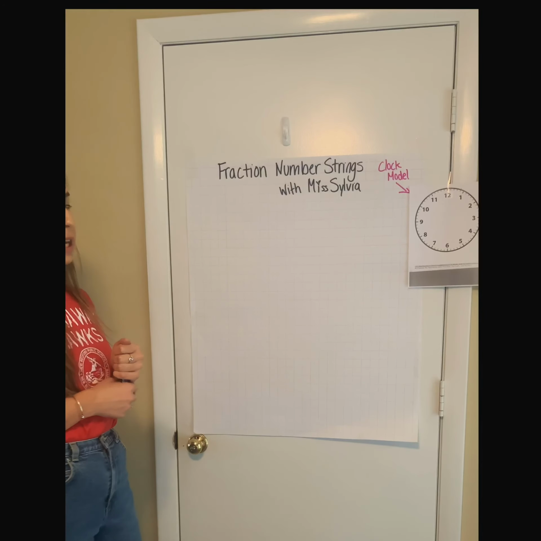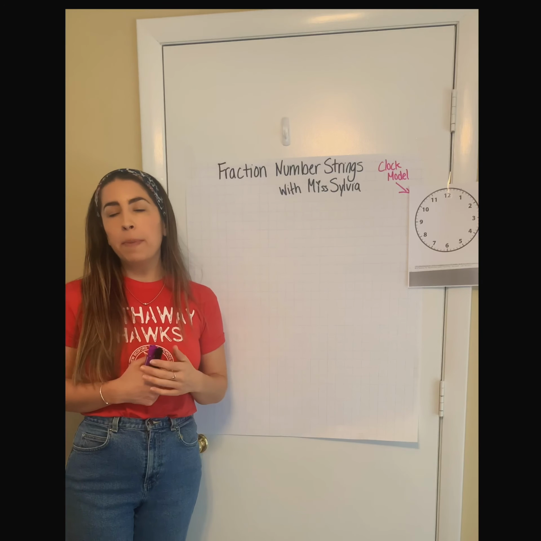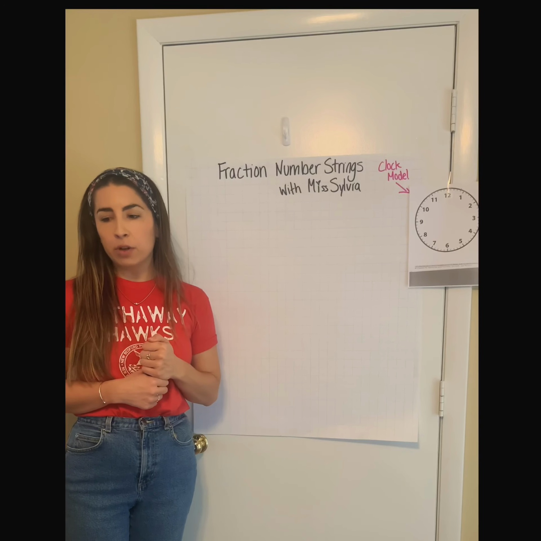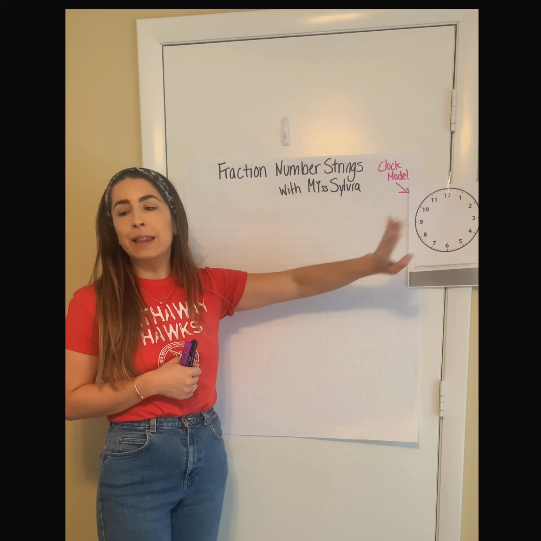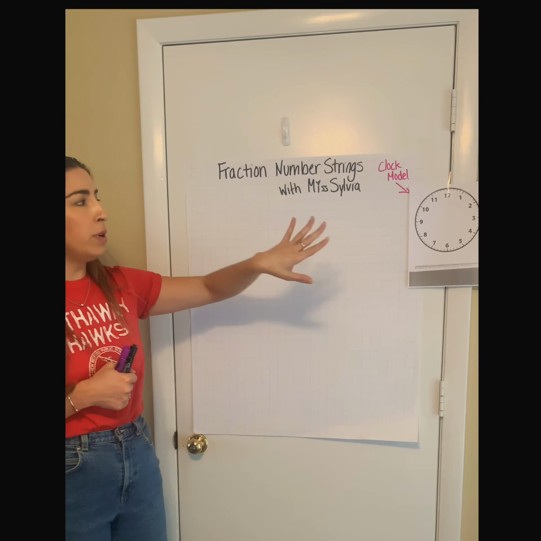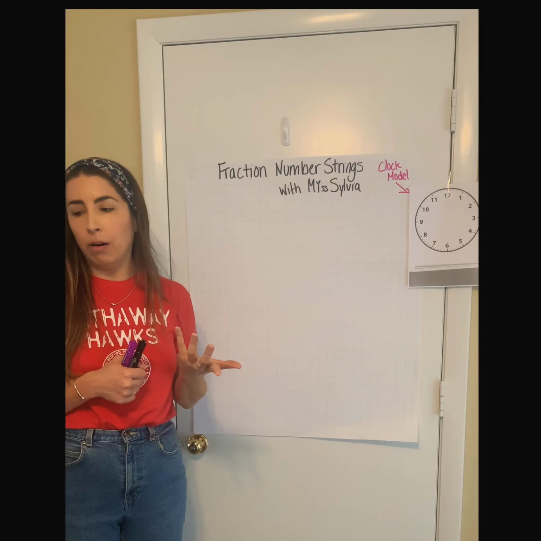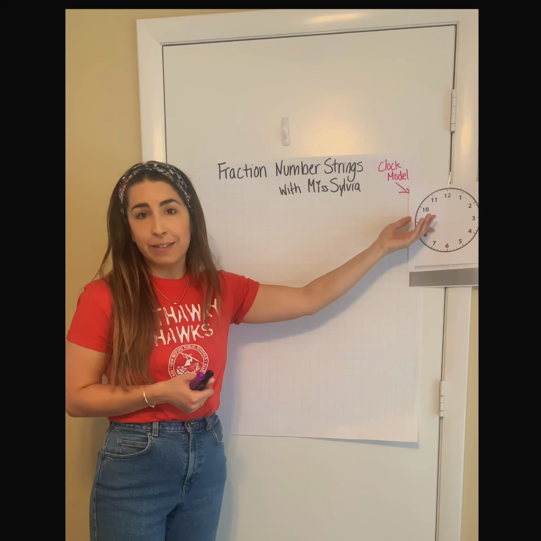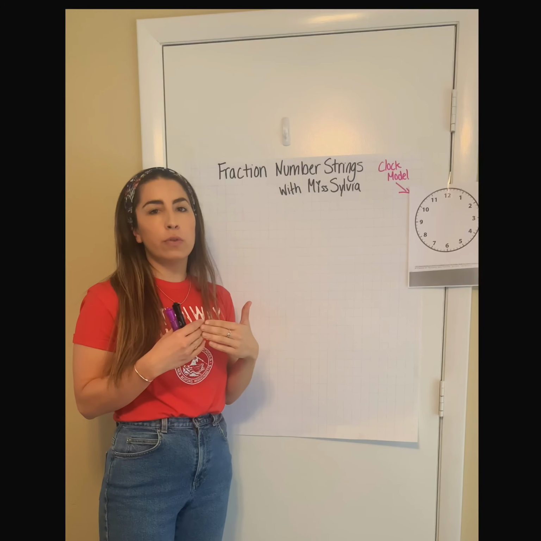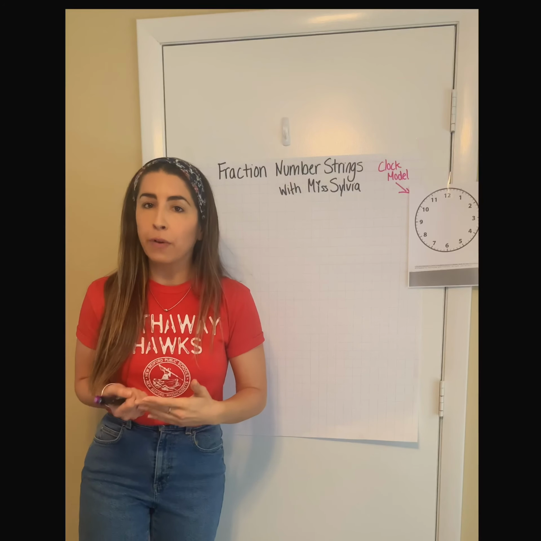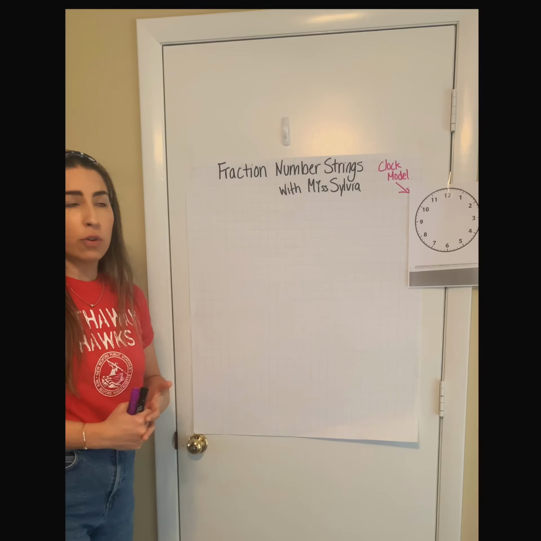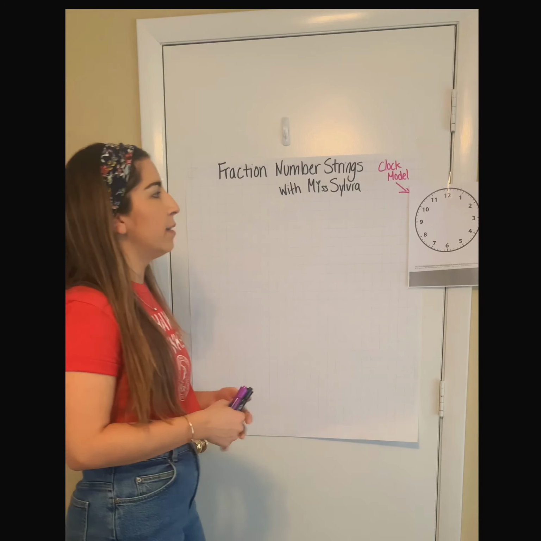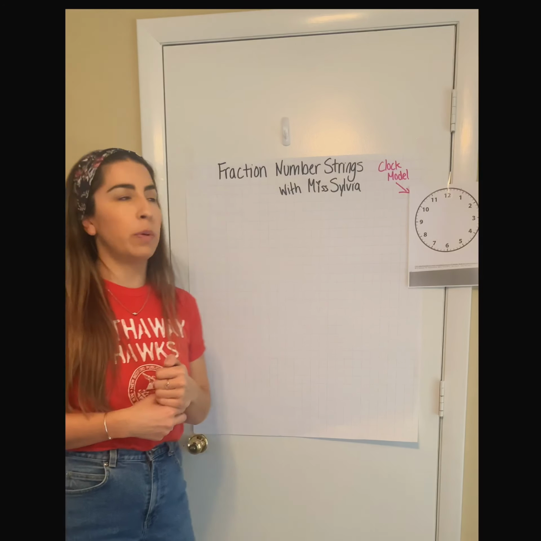All right, so we're gonna get started. So the purpose of doing fraction number strings using a clock model is that it allows us to think about unit fractions in terms of a whole number, or in this case, minutes, and then convert those whole numbers back into fractions, especially fractions with unlike denominators. So we're gonna get started just by filling in some of our basic equivalencies.